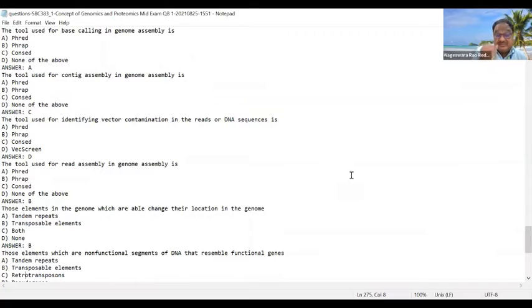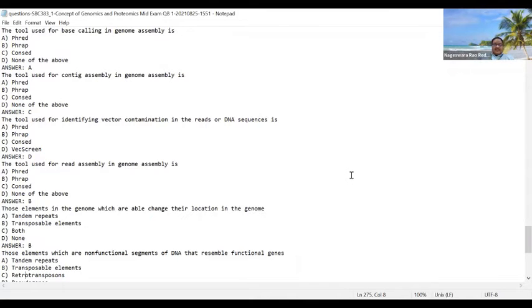Chandra, the tool used for contig assembly. It is Option C, sir. Consed. Consed is the tool which is used for contig assembly and finishing the genome assembly.